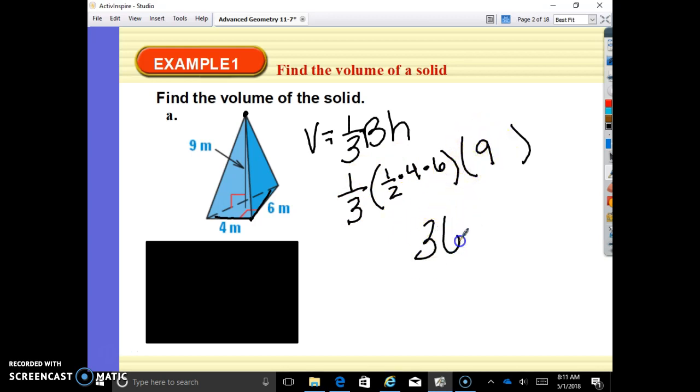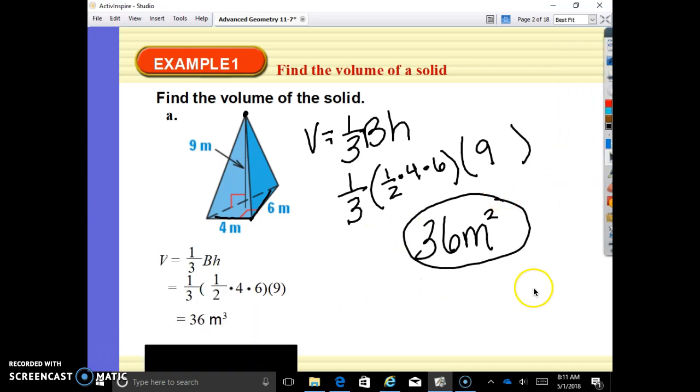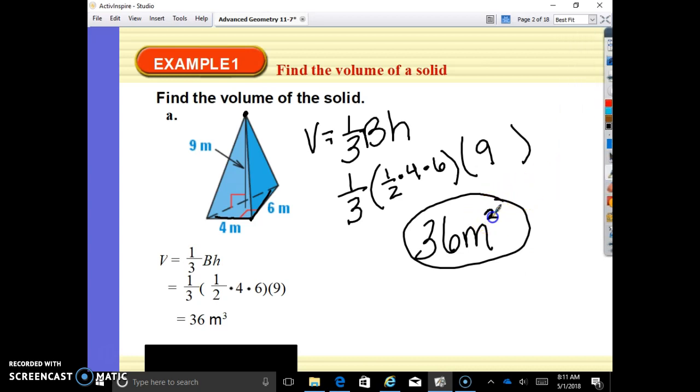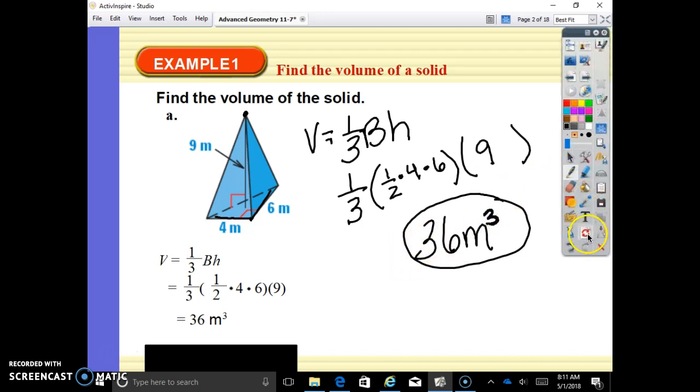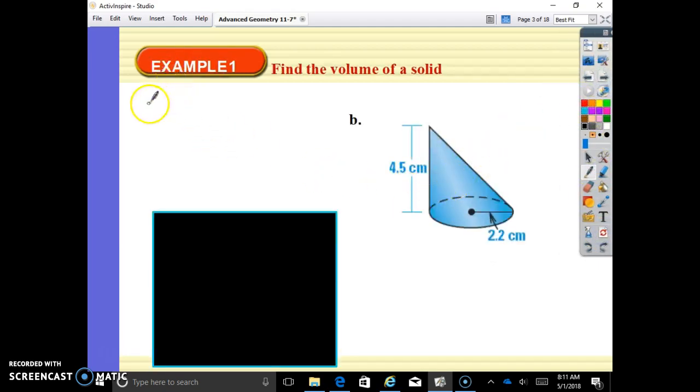4 times 9, 36. This can completely be on a non-calculator section. 36 meters squared. Oh, why did I say squared? Squared is what? Area. Area is 2-dimensional. Volume is 3-dimensional. Cubed. Just waking up this morning. All right, 36 meters cubed. Volume is always cubed.